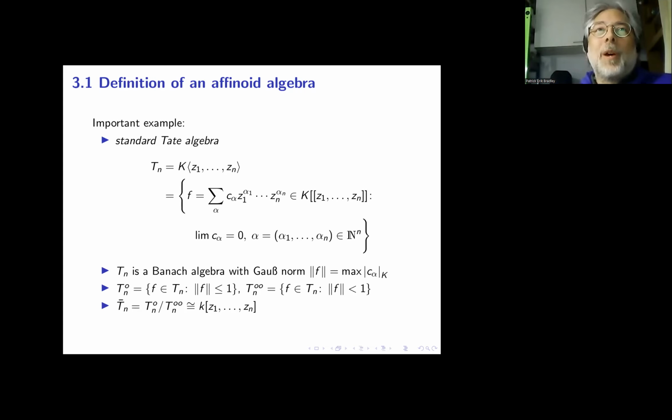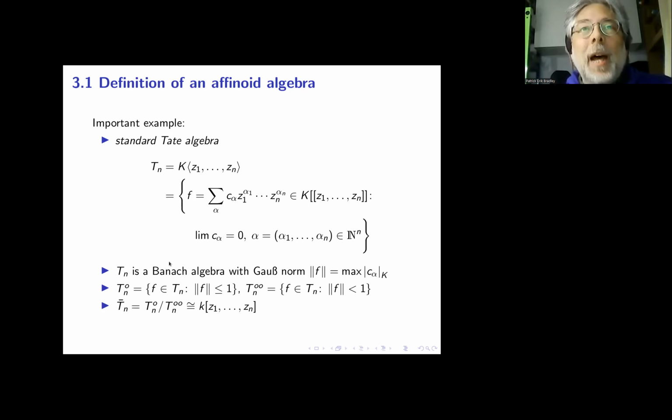So now we come to our most important example, the Tate algebra, or also standard Tate algebra. It is a ring of power series, namely convergent power series, by saying that you have coefficients and variables, n variables, and the coefficients tend to 0 with respect to the p-adic norm, and you have with your multi-index alpha 1 to alpha n.